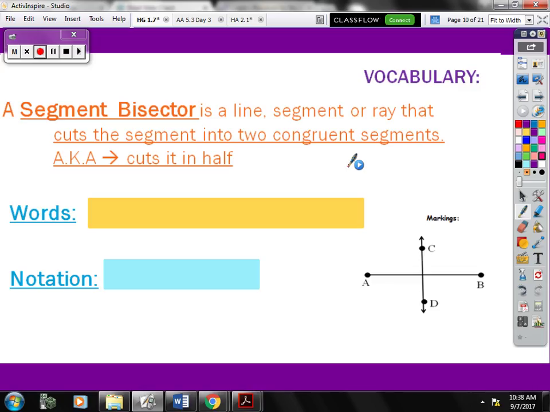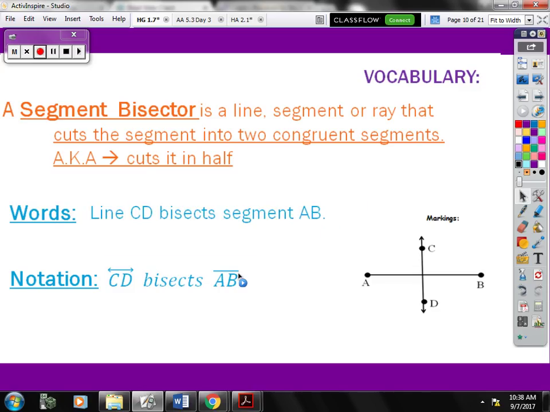And then we're also going to see the angle bisector that we were talking about with that one question that Michaela and Reagan were asking about. So there's different types of bisectors. The words would be line CD bisects segment AB. The notation, all you really get to do is put line and segment bars, but you still have to use the word bisects. There's no symbol for that, just the word bisects. No, it's not that long of a word.